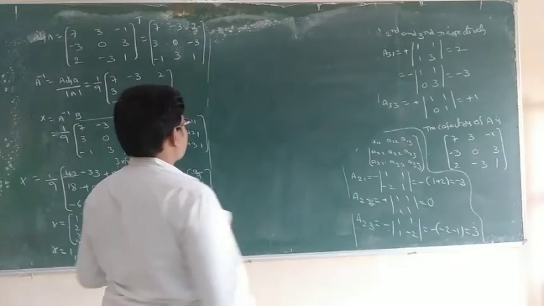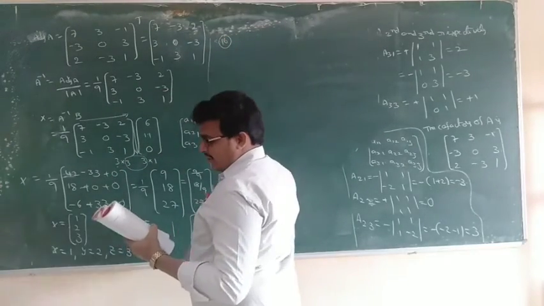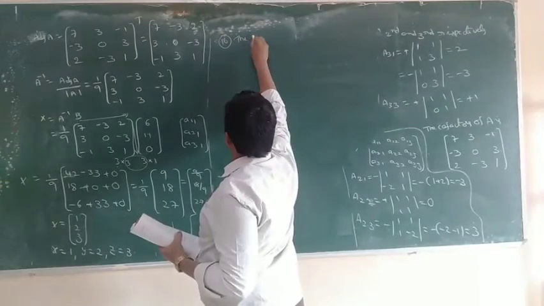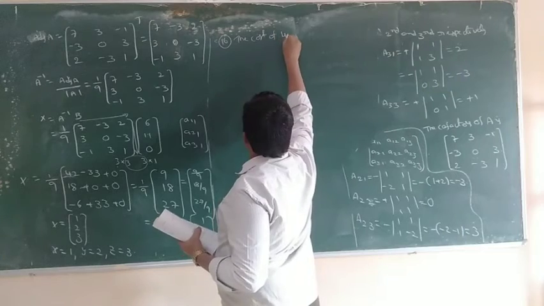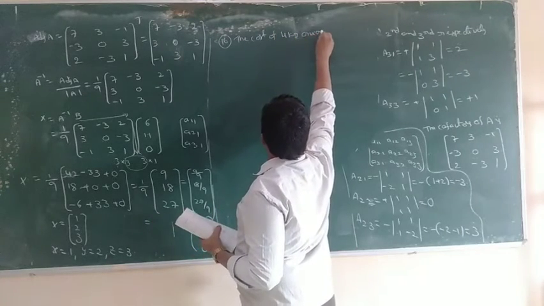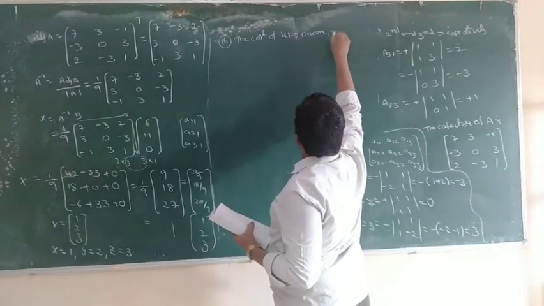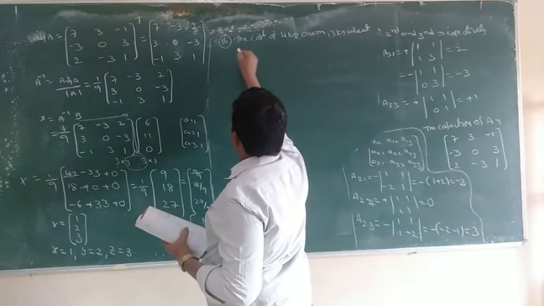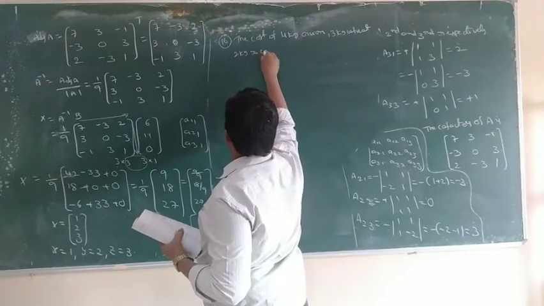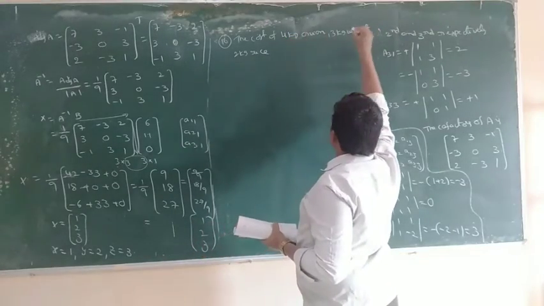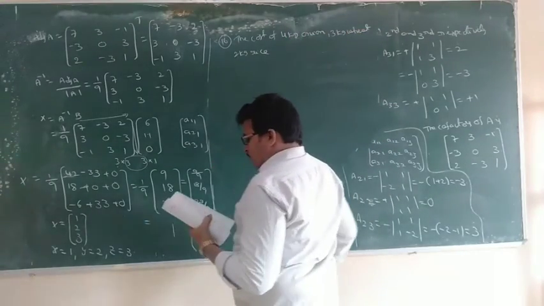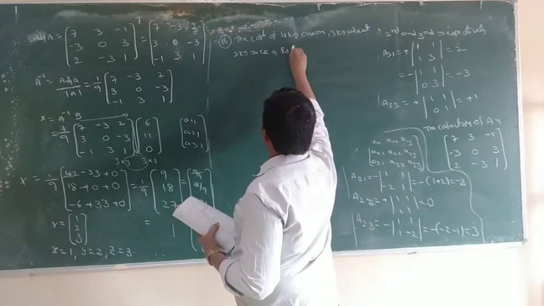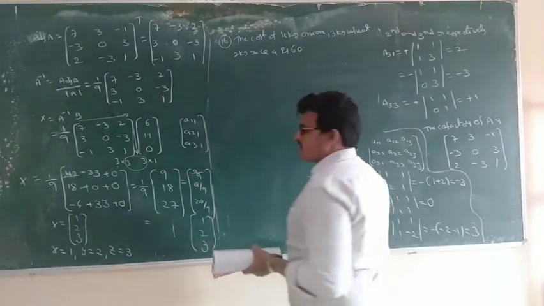So one more type of question in exercise, the 16th problem. This is a theory problem. The cost of 4 kg onions, 3 kg wheat, 2 kg rice, the total cost is 60 rupees.